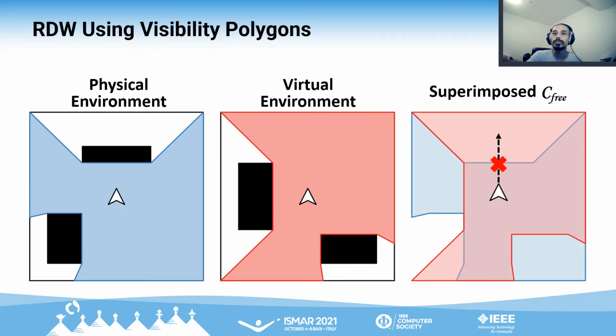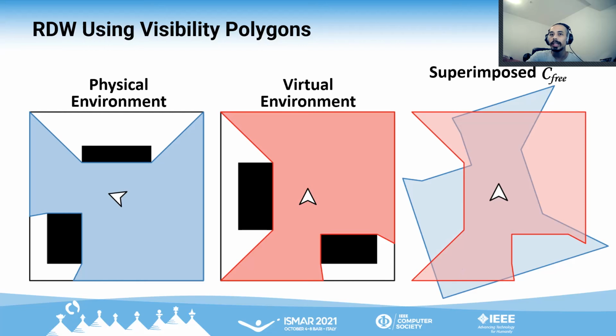And so in this case, if the user just rotates a little bit to their left, now the superimposed free spaces overlap in terms of the region that the user wants to walk in. And now the user is able to travel along that path without any collisions. And this idea is basically the core of our second contribution, which is a new steering algorithm for redirected walking, which is based on visibility polygons.